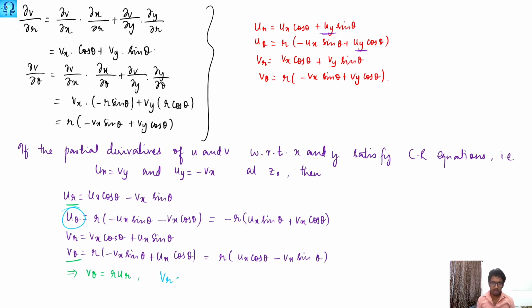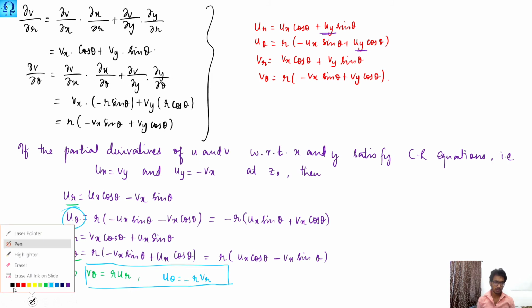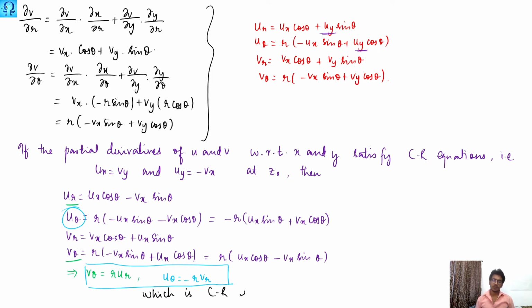So your v r is what? Minus r times of, sorry, I am writing it wrong. So not your v r. So your u theta is minus r times v r. So this is the Cauchy Riemann equations in polar coordinates. Okay, let me write that one. So this is the CR equations in polar coordinates.